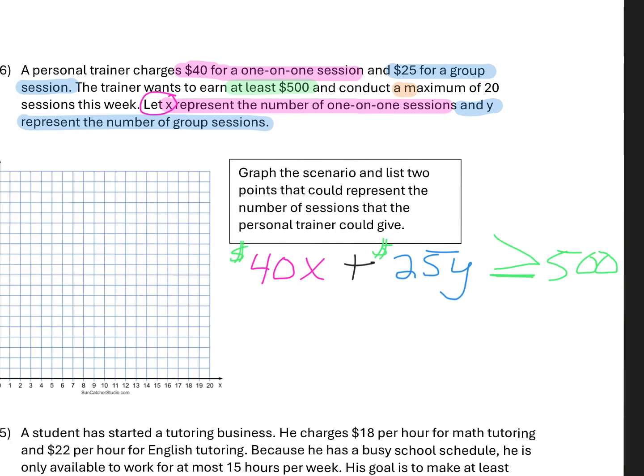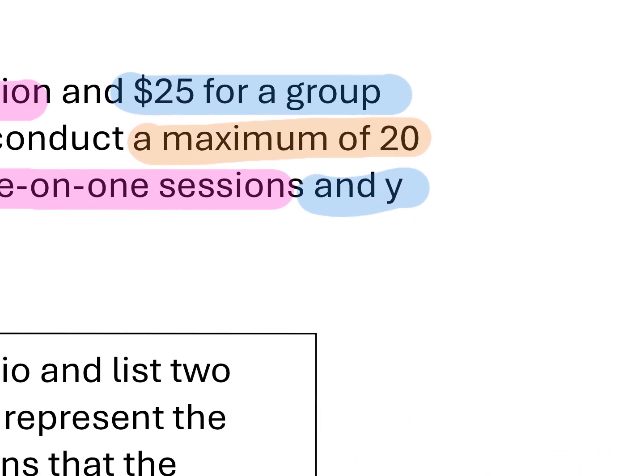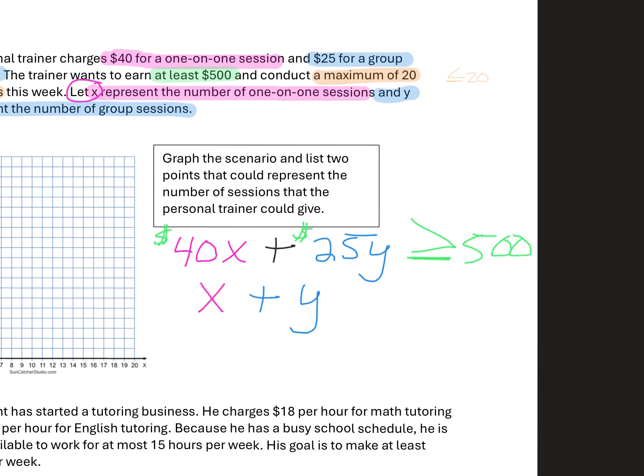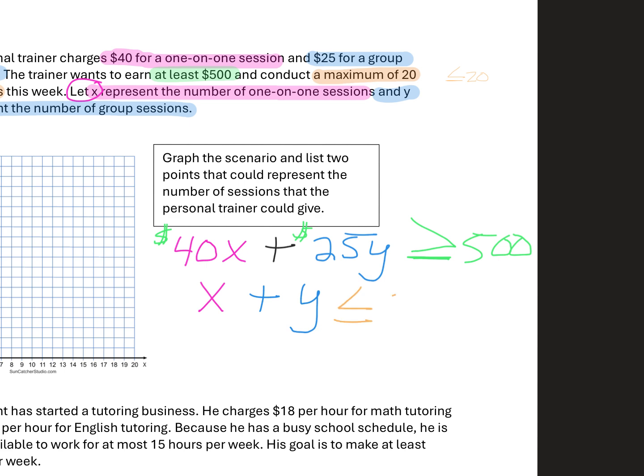It also says she can have a maximum of 20 sessions. So that means that her number of one-on-one sessions, which will be X, plus her number of group sessions, if it's a maximum of 20, it means it could be equal to 20 or less than 20. So that inequality will be a less than or equal to 20.